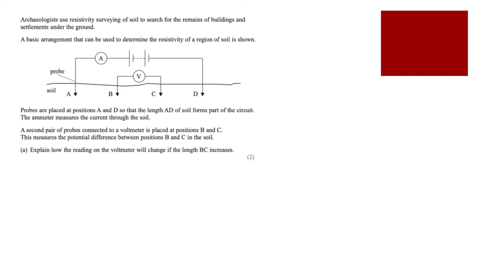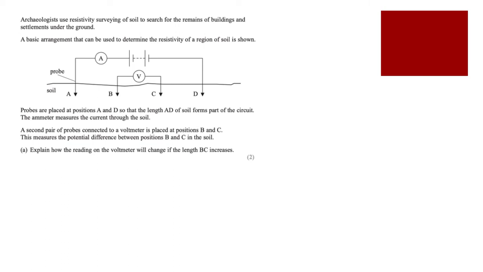Okay, so here's an interesting problem I've found. Archaeologists use resistivity surveying of soil to search for the remains of buildings and settlements under the ground. So basically what happens when you have soil that's been disturbed, we can actually get some changes in the actual resistivity. Now, in this case, you can see I've got the probes from 2 different places here, and they're measuring the current going through, and I put the potential difference here between B and C. So part A says, explain how the readings on the voltmeter will change if the length BC increases.